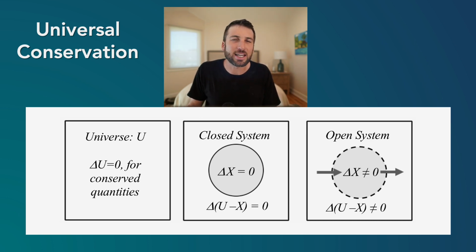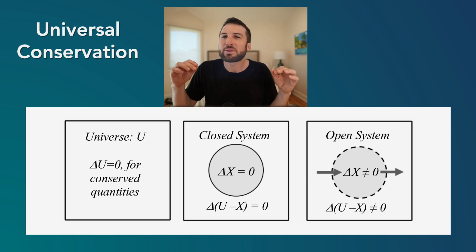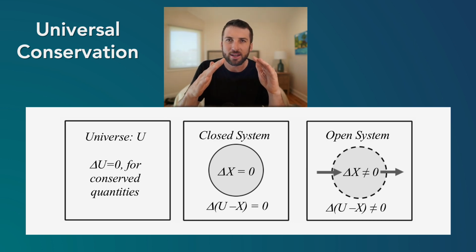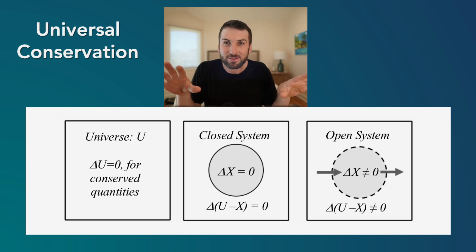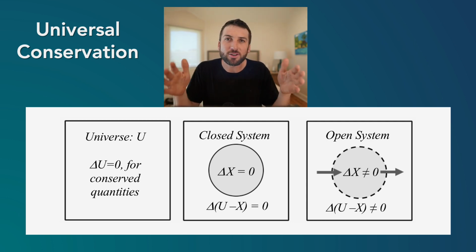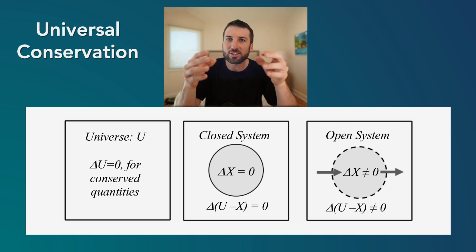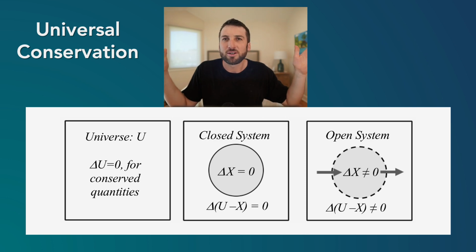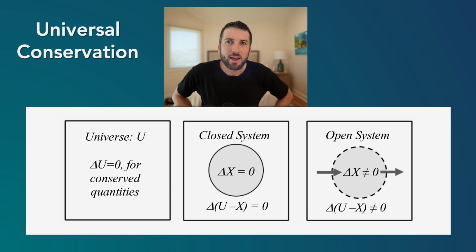Well, these quantities that are expected to remain conserved in the universe have key implications for closed and open systems. So for a closed system, if the change in the conserved quantity is 0 inside the system, then for everything in the universe not in that system, so the universe minus that system X, for example, the change in those quantities should also be 0. So if there's a closed system, if the change in conserved quantities is 0 inside of it, everything outside of it must also be 0. Otherwise, it wouldn't be conserved, right? The universe would grow or decrease or something.